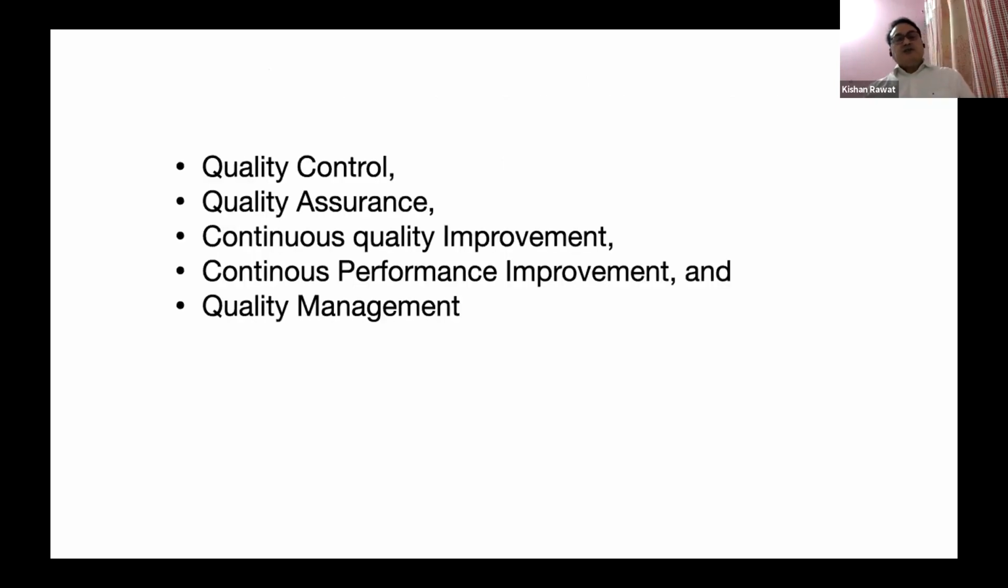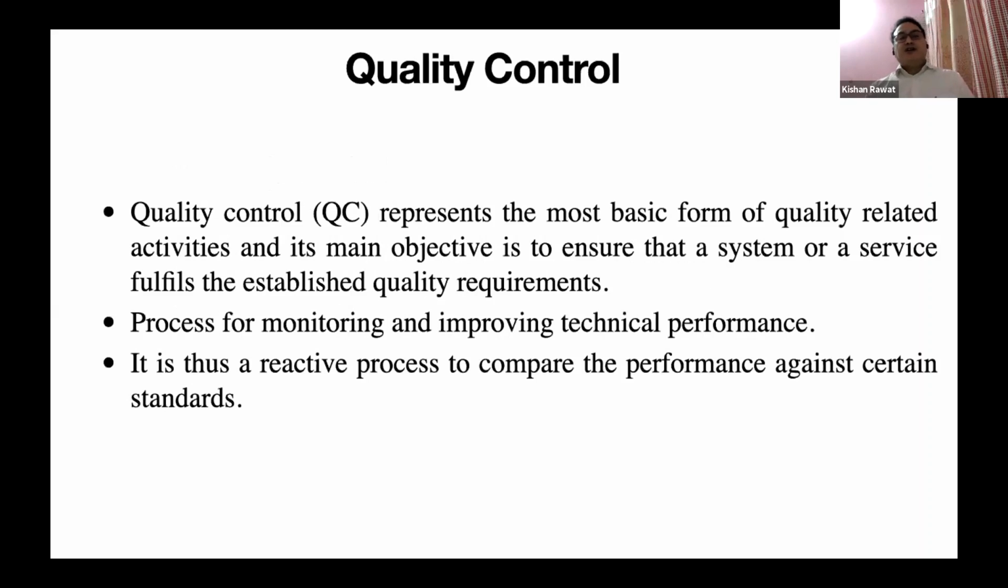These are some terms we are aware of, which are very frequently used when we are talking about quality and safety programs. I will briefly go through these terms. Quality control represents the most basic form of quality-related activities. Its main objective is to ensure that a system or service fulfills the established quality requirements or standards. This is a process for monitoring and improving technical performance, and it is thus a reactive process to compare the performance against certain standards.